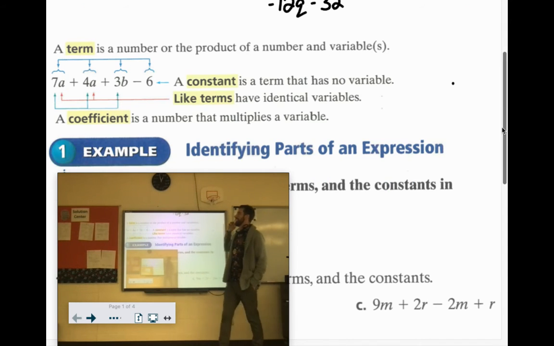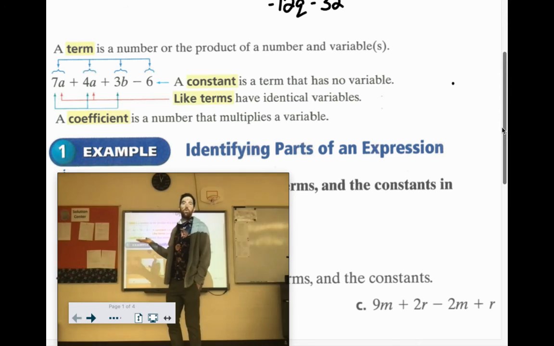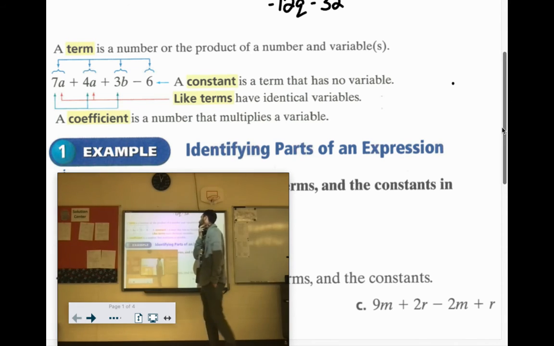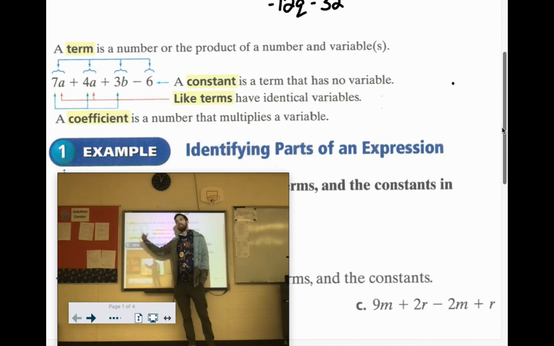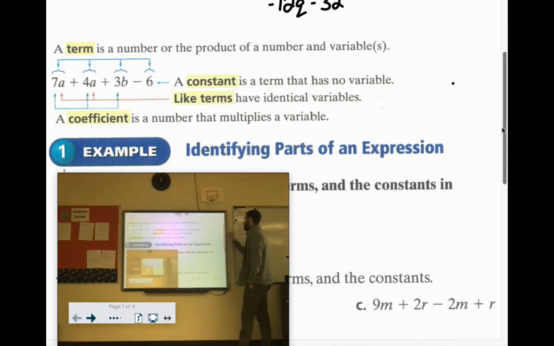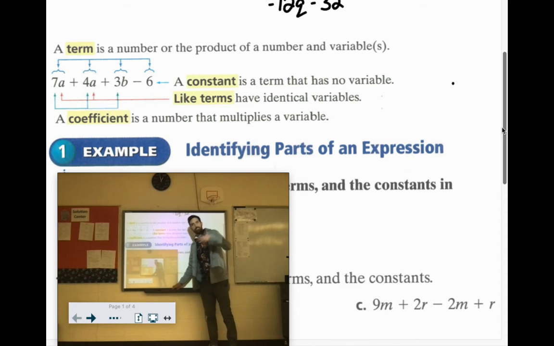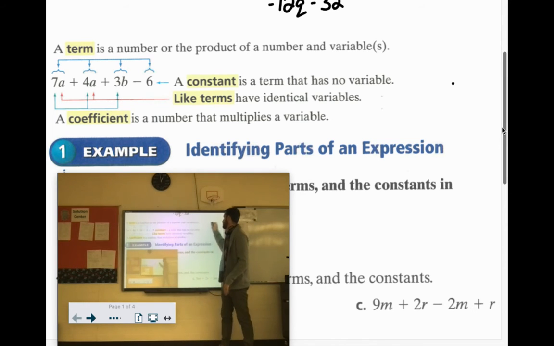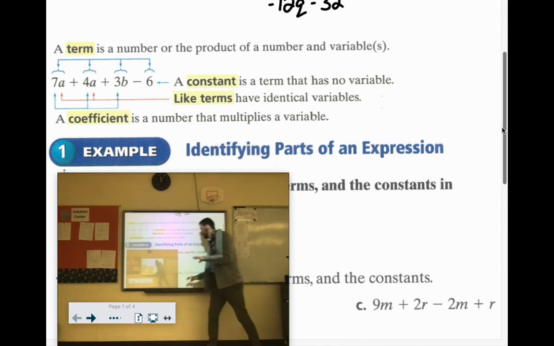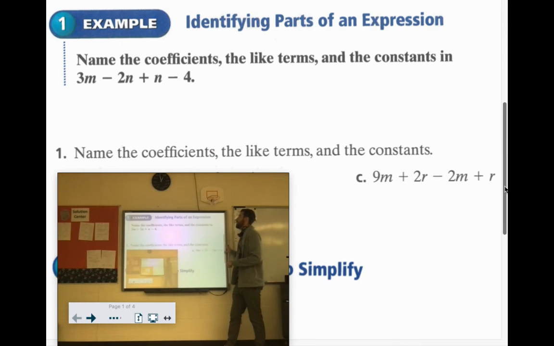The constant is just like a normal number. Like if you had 12, that's a constant. Now when we're talking variables and stuff, the coefficient is the number right in front of the variable. So if you had 7a, then 7 would be the coefficient, the a would be the variable. And like terms have the exact same variables. So 5x and 10x, they both have x. So those would be like terms. They have to be the exact same variable combination. So name the coefficients, the like terms, and the constants in this.